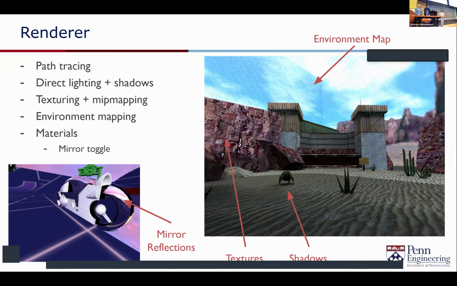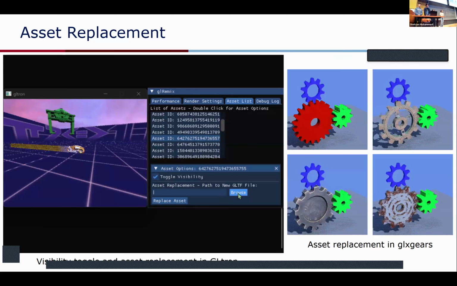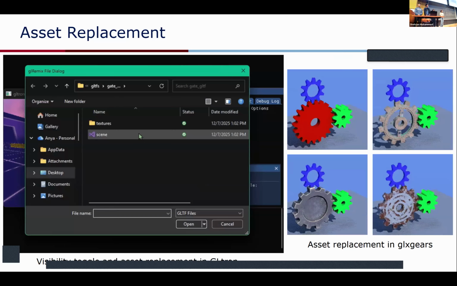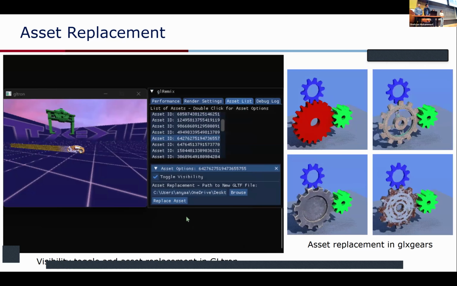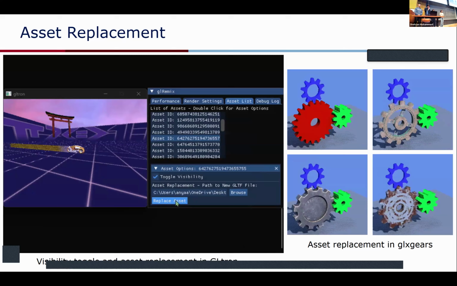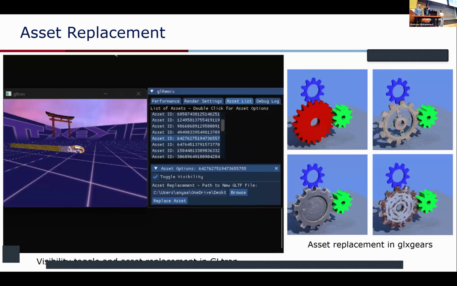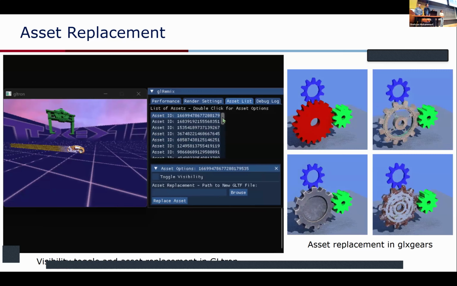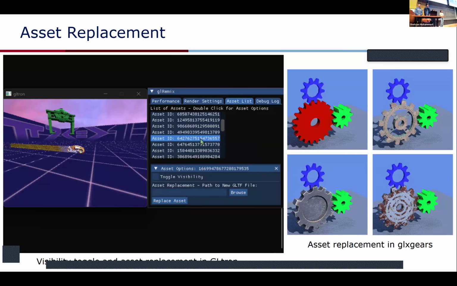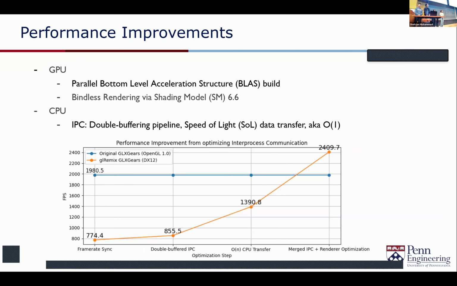We also have asset replacement. Through the ImGui, we pass in a list of all the assets to the user, and they can essentially just choose one. They can toggle visibility just to make sure they have the correct one. And then all you have to do is put in the glTF file and it gets replaced right there in the scene.